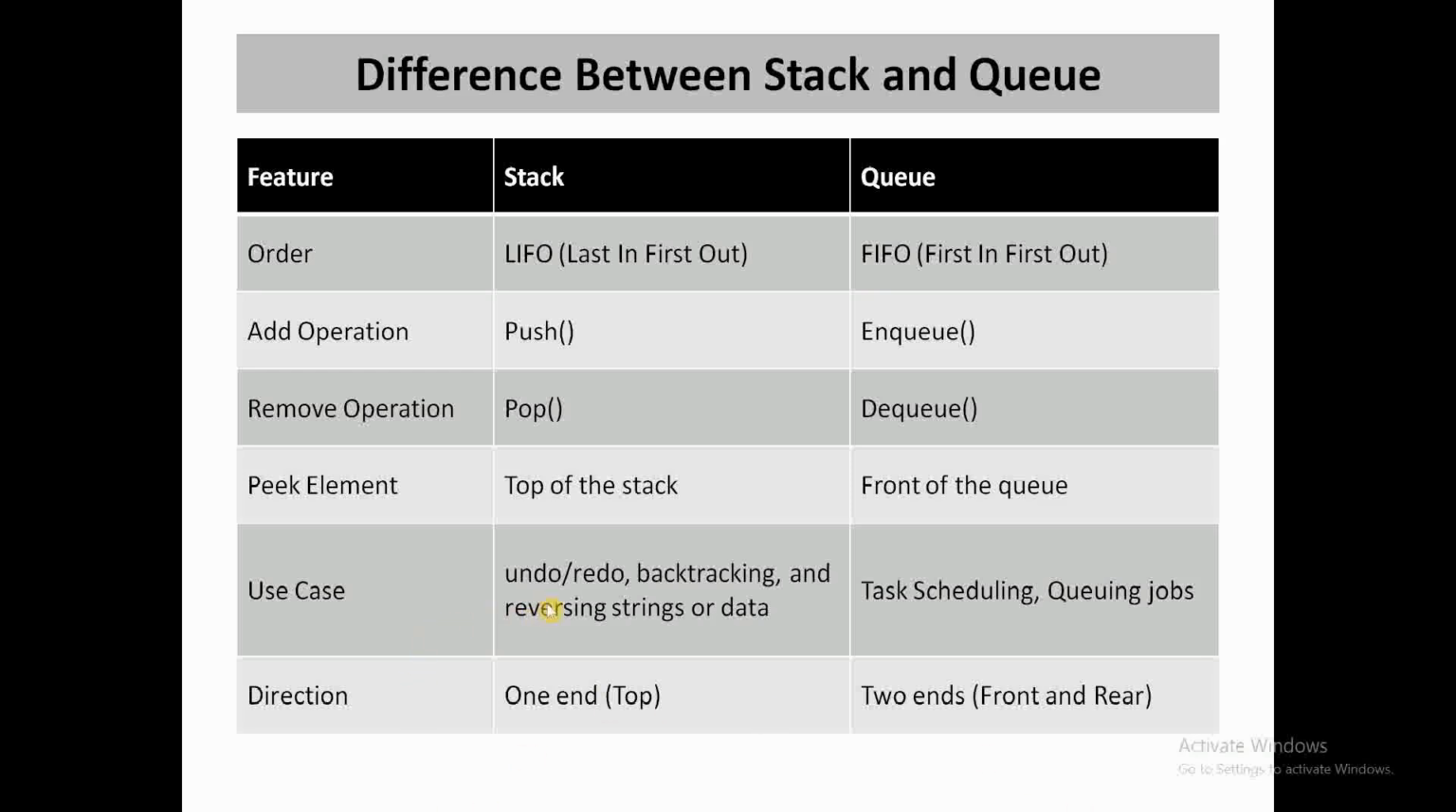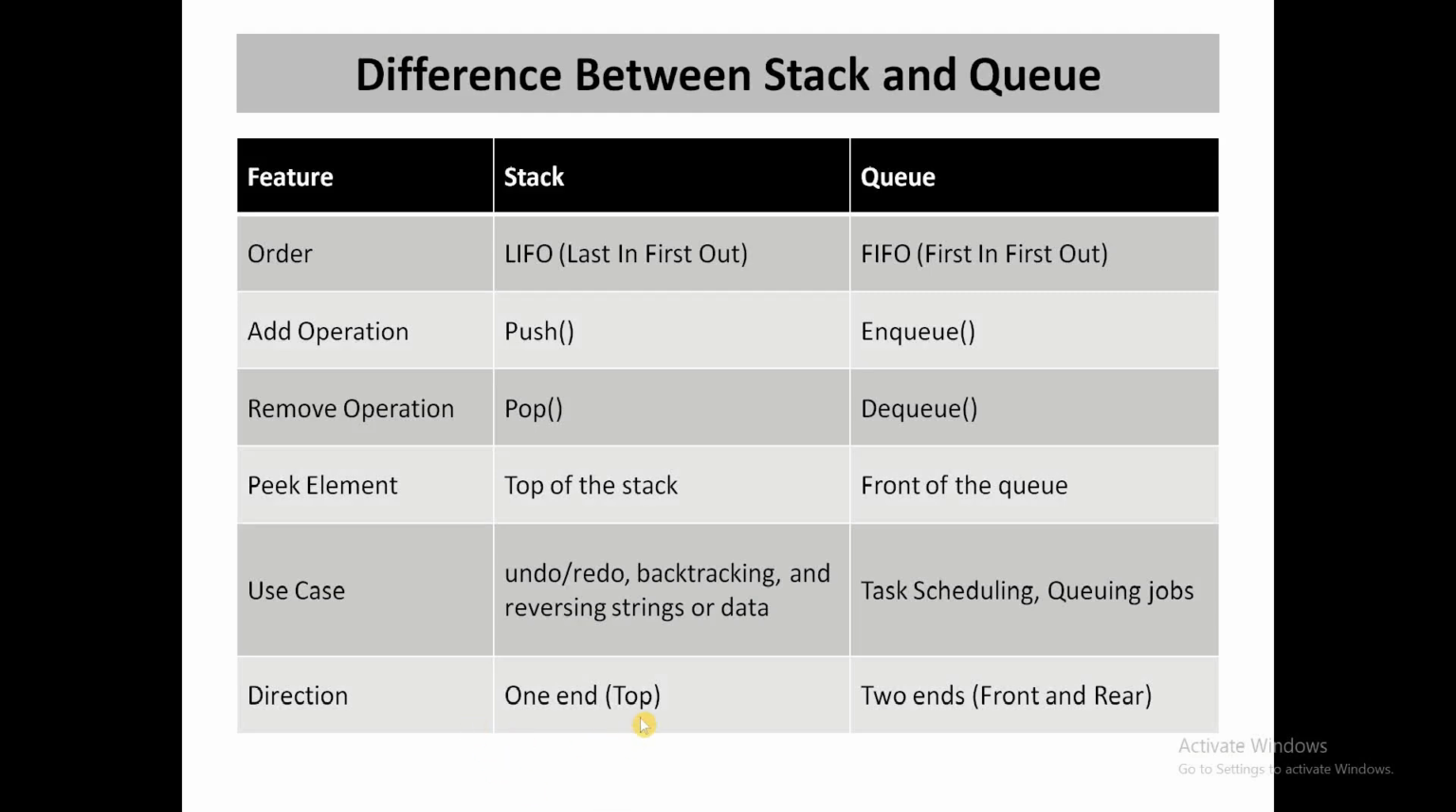The use cases for a stack are undo, redo, backtracking and reversing strings or data. And in a queue we have task scheduling and queuing jobs. For a stack, if we put some data into Notepad and we want to reverse that text, then we can apply the undo and redo operations. That is an example of a stack. And in a queue, suppose we have some orders in a queue, like order 1, 2, 3, then whatever order we placed first is first accessible in the queue.